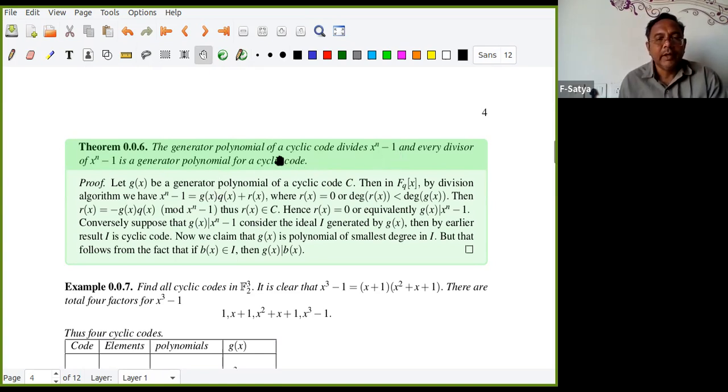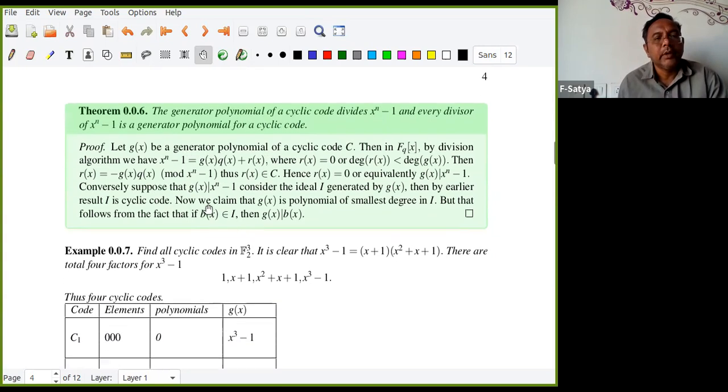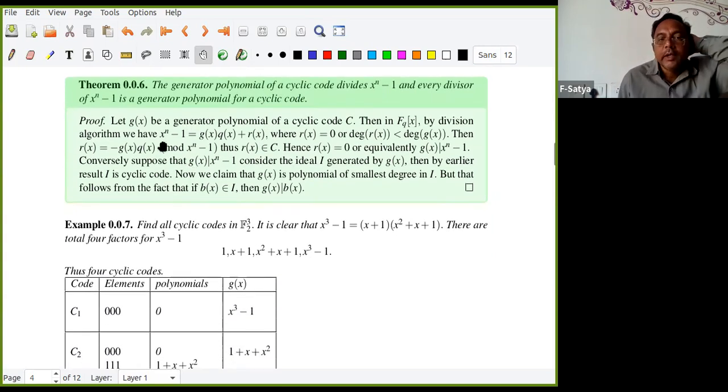It is an if and only if condition: the generator polynomial divides x^n - 1, and every divisor gives a generator polynomial. Let us work it out. Let g(x) be the generator polynomial of a cyclic code. Then in F_q[x], by the division algorithm, x^n - 1 can be written as g(x)q(x) + r(x), where r(x) equals 0 or the degree of r(x) is less than the degree of g(x).